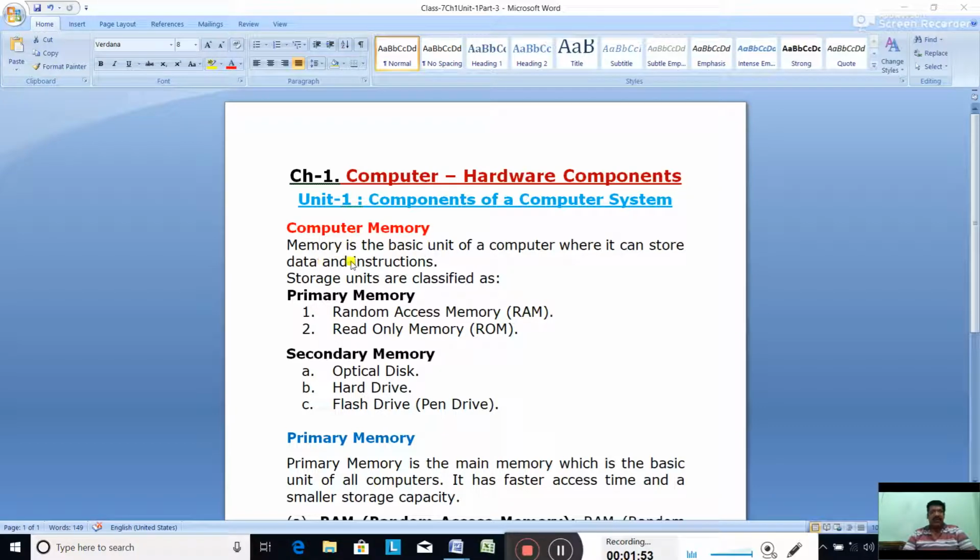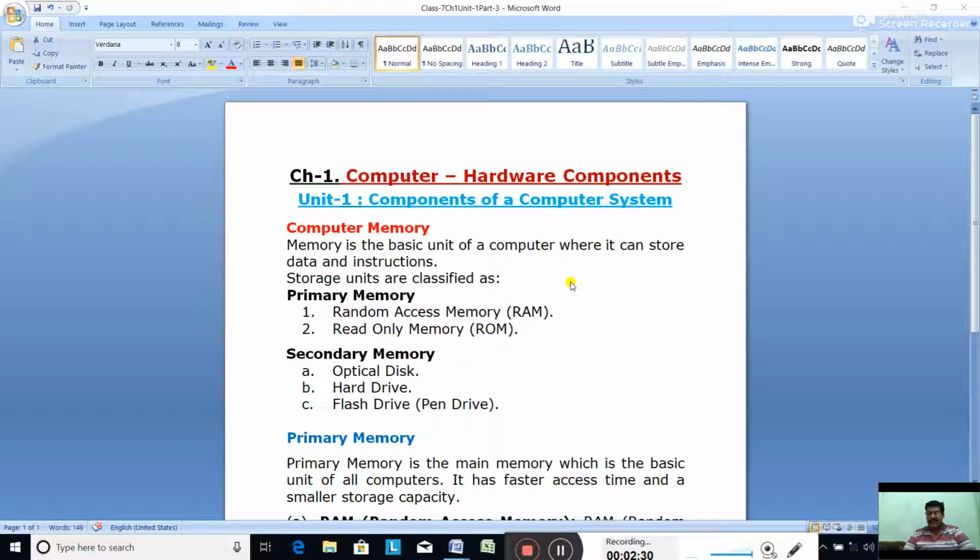What is computer memory? Memory is the basic unit of a computer where it can store data and instructions. In memory, a byte is the smallest unit of storage which represents a character in a computer. And a bit means a binary digit, that is 0 or 1. And a nibble is a group of 4 bits. You have already studied in class 6 that 1 byte equals 8 bits.